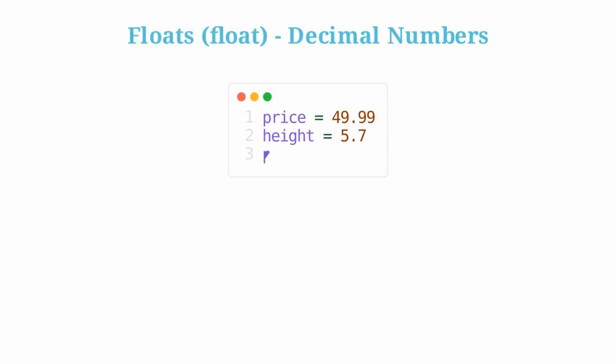Next, we have floats, numbers with decimal points. Notice that price has 49.99, height is 5.7, and pi has many decimal places. The decimal point is the key here.